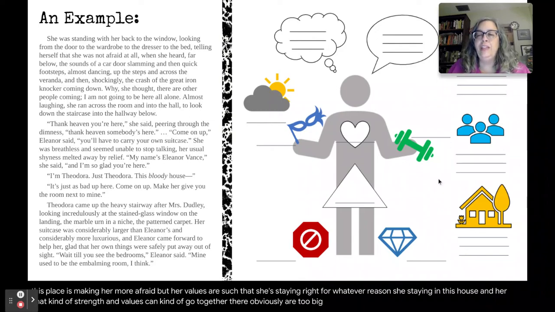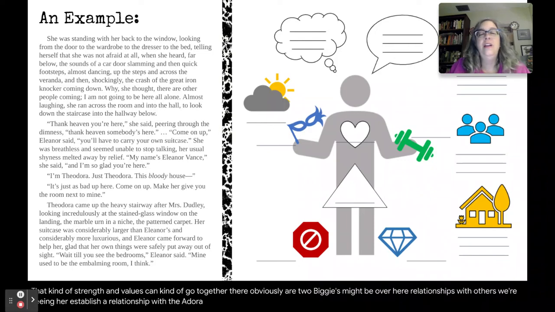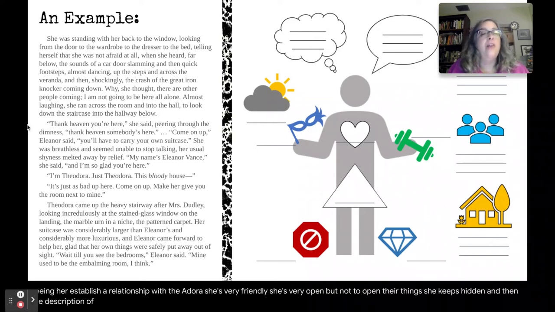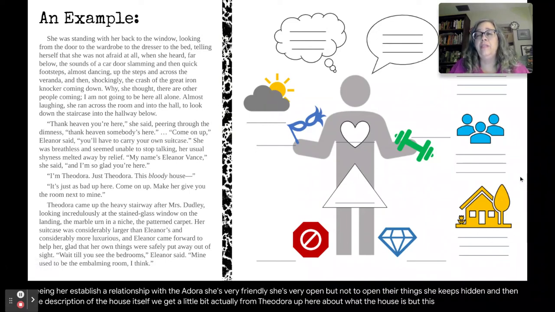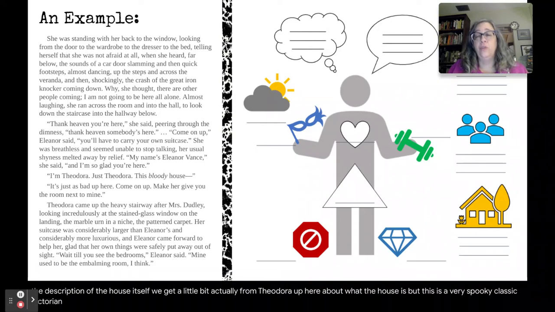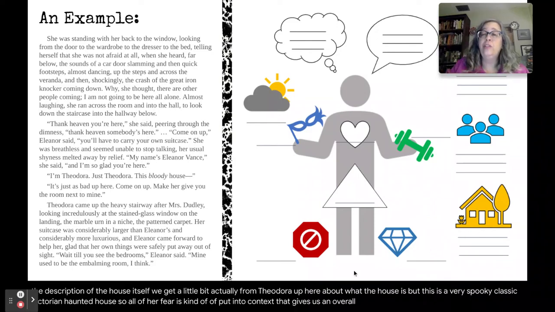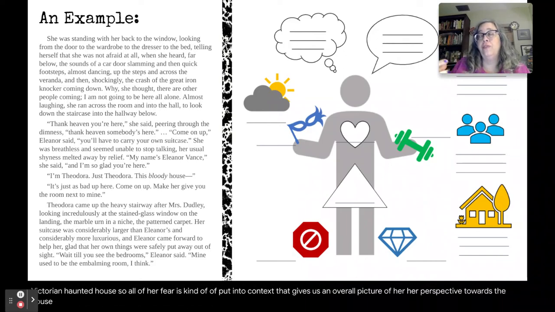Obviously, our two biggies might be over here: relationships with others. We're seeing her establish a relationship with Theodora. She's very friendly, she's very open, but not too open. There are things she keeps hidden. And then the description of the house itself. We get a little bit actually from Theodora up here about what the house is, but this is a very spooky, classic Victorian haunted house. So all of her fear is kind of put into context. That gives us an overall picture of her perspective towards the house. She's afraid of it, but she's not going to leave.